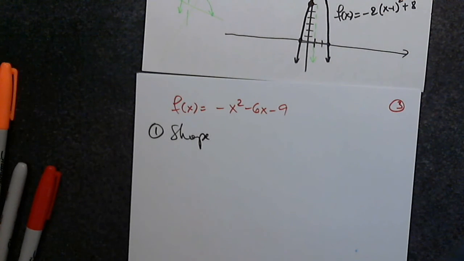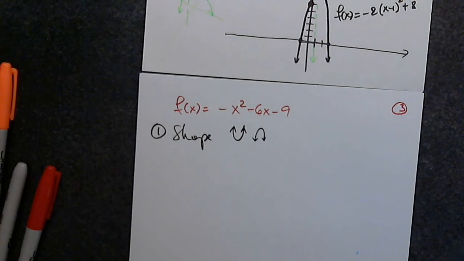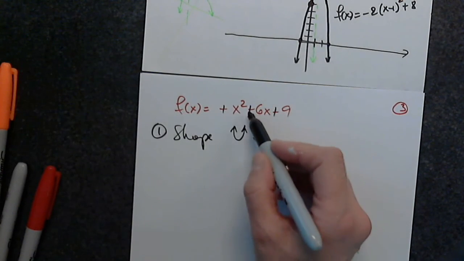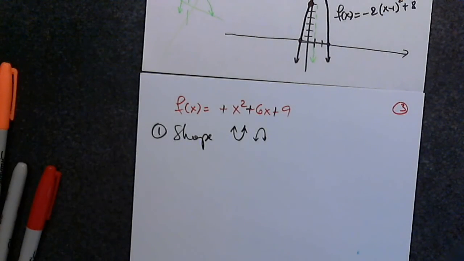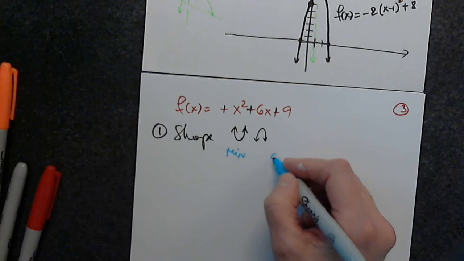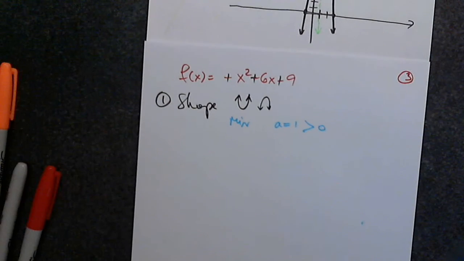Okay, so in this case, what is the shape of this graph? Does it have a minimum or does it have a maximum? Oh, we had a maximum. Let me change this. Sorry, we already had a maximum. I want you to see the other option. My apologies. So yes, it's a minimum because the leading coefficient is 1, which is a number greater than 0.